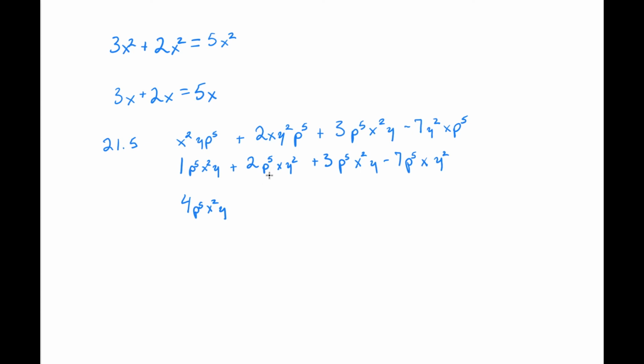And now we have to look at this one. We have P5x y squared, and we have 2, and we have -7. So the signs are different. +2, -7. The difference is 5, and the 7 is negative, and it's the bigger number. So it's going to be -5 P5 x y squared, and we've got all of this simplified as much as possible.